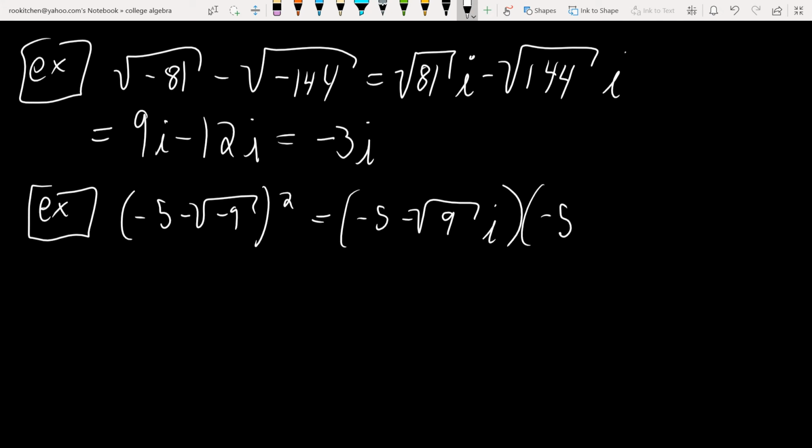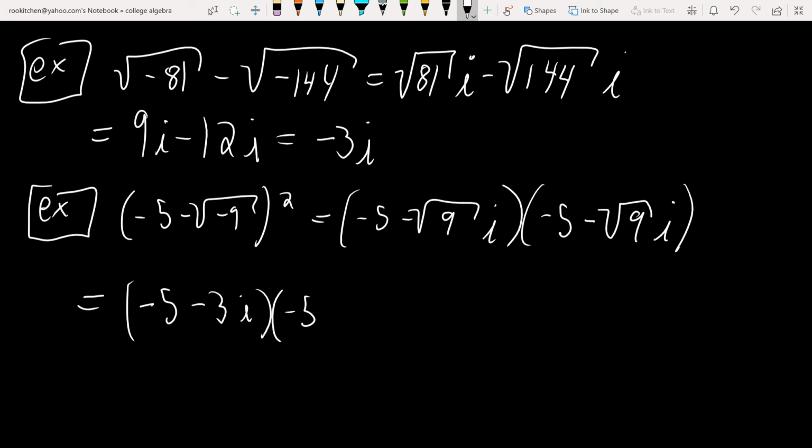So you can put the i behind the radical or in front of the radical. Okay, so then minus radical 9i. We can simplify that even more. So it might as well be minus 5 minus 3i, and then minus 5 minus 3i again. And then just FOIL.